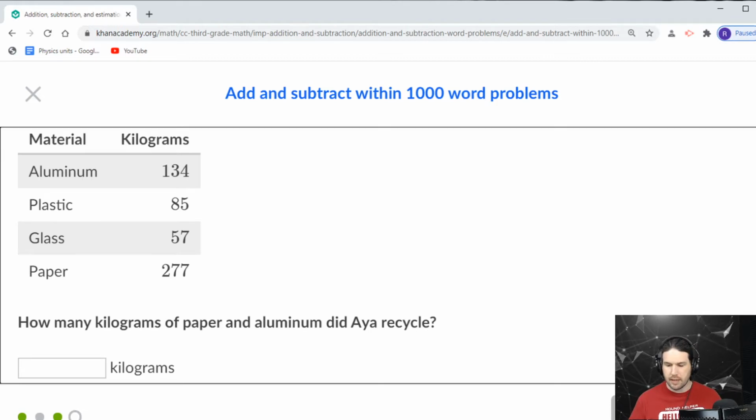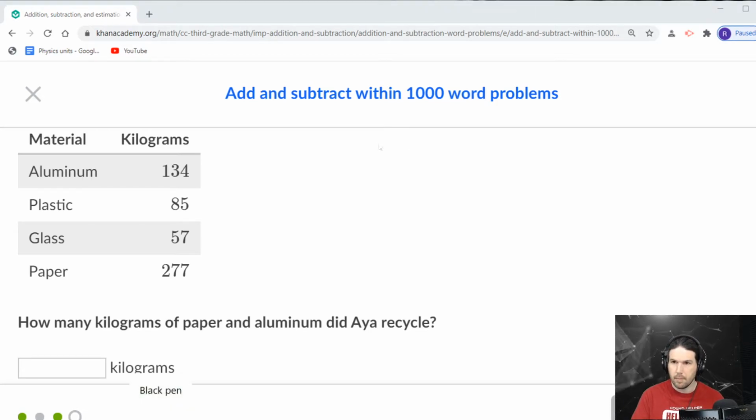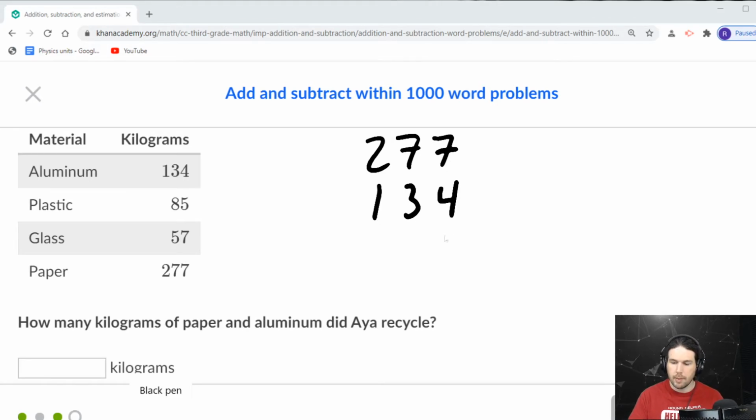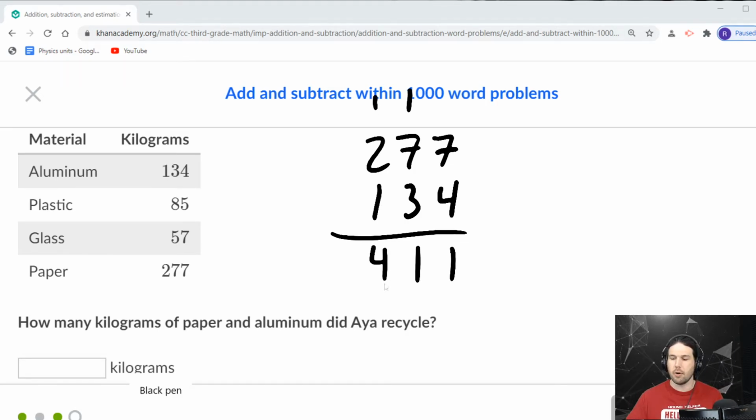So we have 277 of paper. And we have 134 of aluminum. We'll run through this. 7 and 4 is 11. We'll take that group of 10 and make a 10 out of it. 7 and 3 is 10 and 1 is 11. We'll take 10 tens and make 100. There's 1, 2, 3, 4 hundreds in total. There are 411 kilograms total of both paper and aluminum.